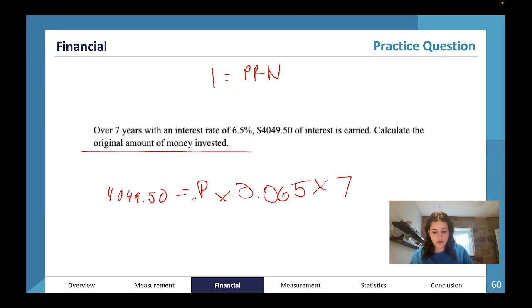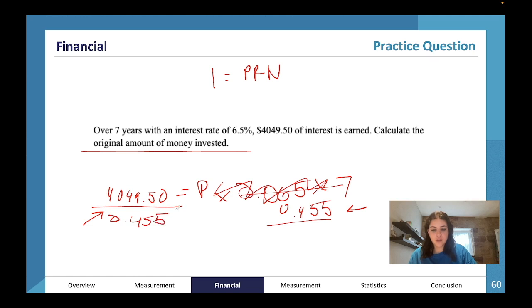The first thing I'm going to do is 0.065 times 7, which is 0.455. Now, if I want to move this to the other side of the formula, I have to divide by itself, which erases it from this side. We just get left with P, and we have to divide this side by 0.455. So 4049.50 divided by 0.455 gives me 8,900 equals P. So the original amount of money invested was $8,900.